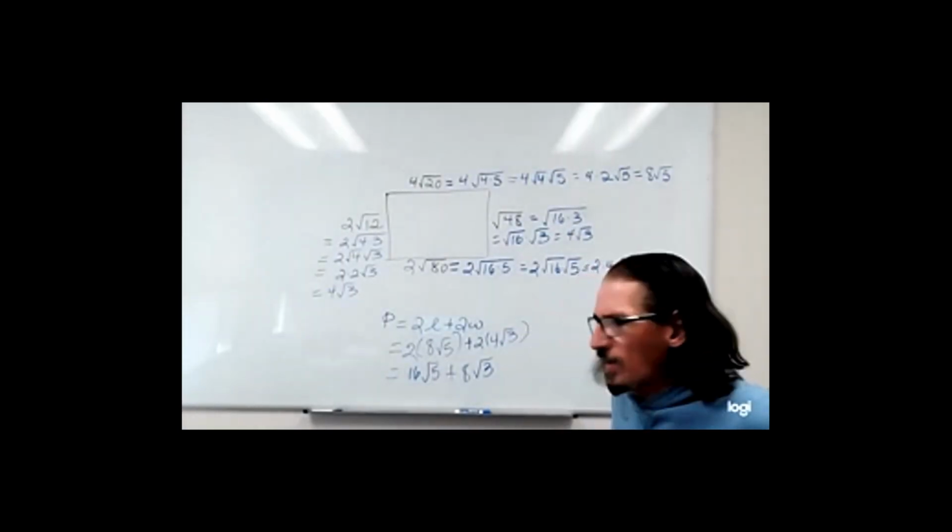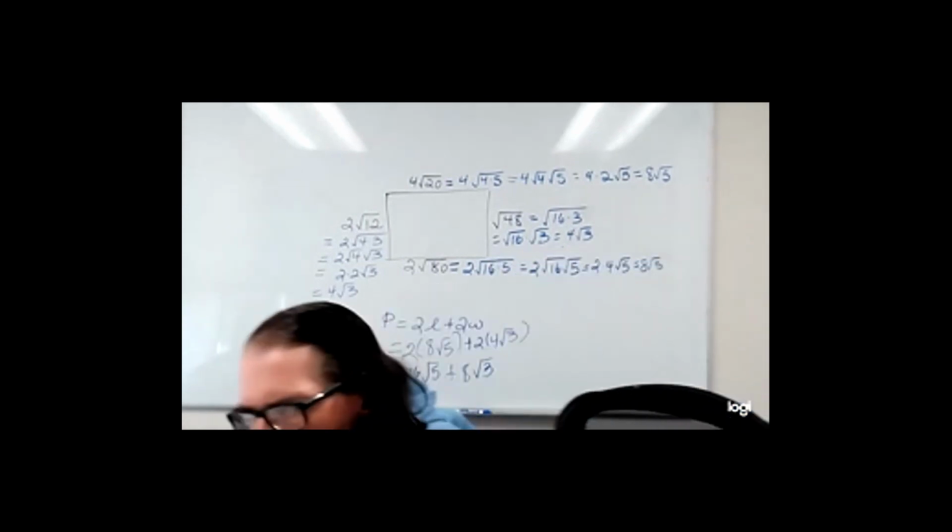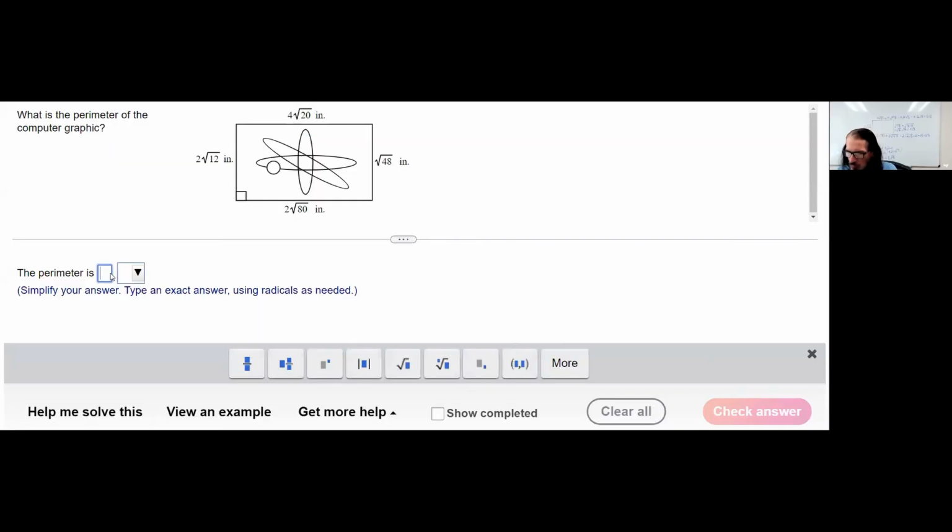Let's see if they take that answer, 16 square root of 5 plus 8 square root of 3. And they also want how that's measured. Well, this is perimeter. We're just adding up inches plus inches is more inches. So not any of the other choices. That would be talking about volume or area.